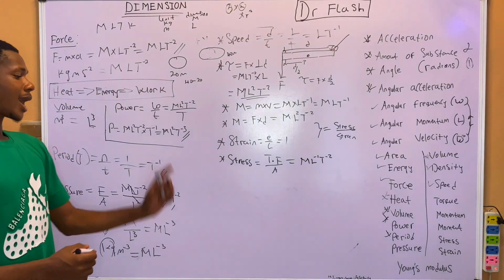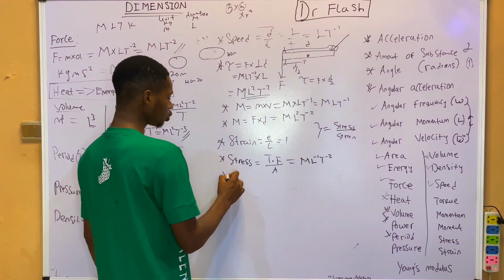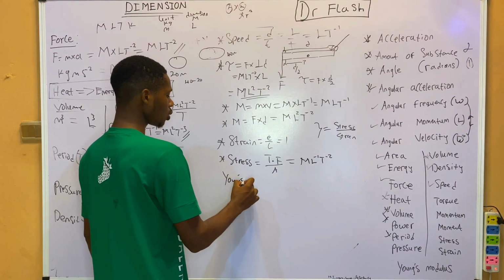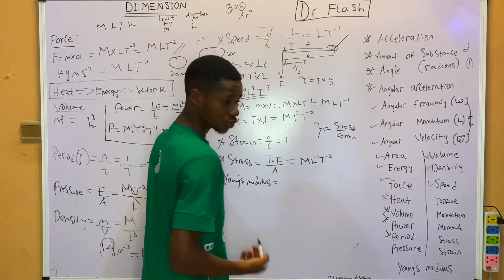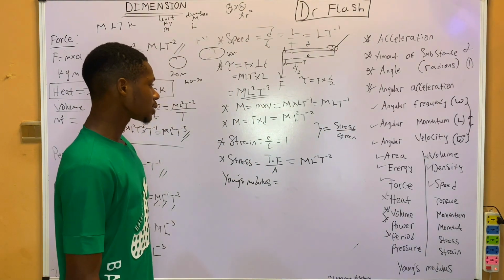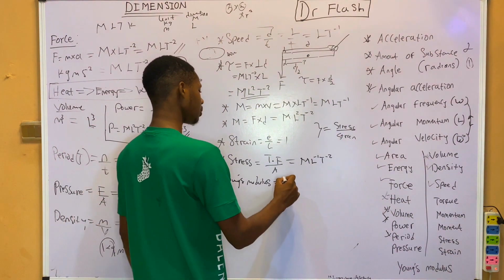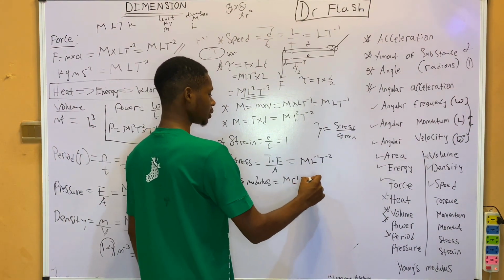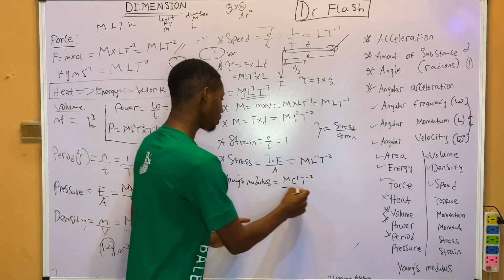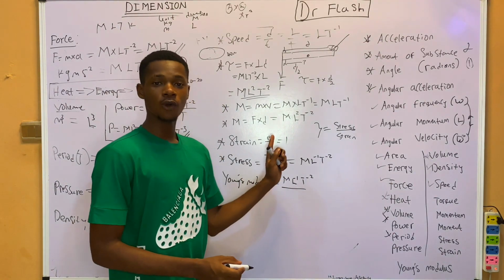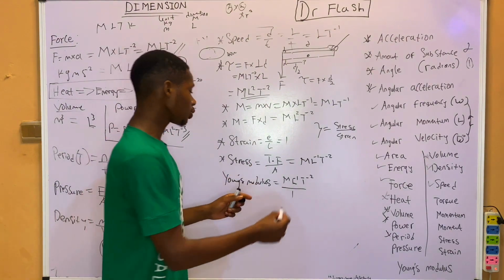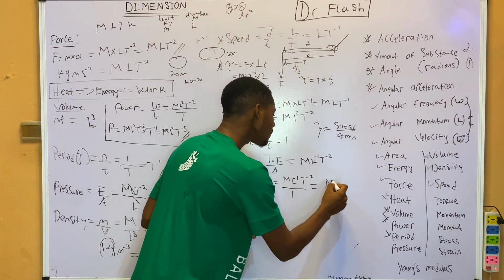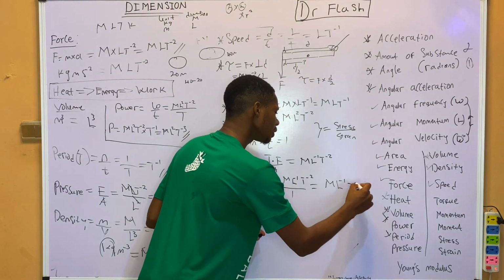So I can simply come here and write ML^-1 T^-2 as the dimension for calculating stress. And then the last one on the list, we have Young's modulus. I've given the formula on the board already. It is the ratio of stress to strain. Now stress has a dimension of ML^-1 T^-2, and then strain has the dimension of 1. So I'm going to divide by 1. Dividing any quantity by 1 gives us that same quantity. So obviously the dimension remains ML^-1 T^-2.